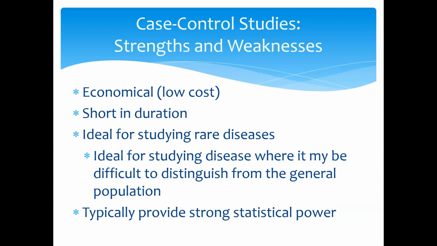So that's where it might be difficult to distinguish the disease from the general population. And they typically provide what we call strong statistical power. So that has to do with the math behind probability, but they are a good study if you set them up correctly.